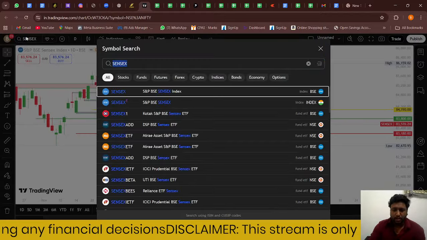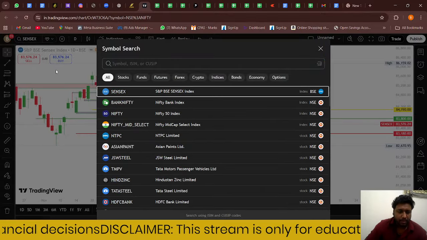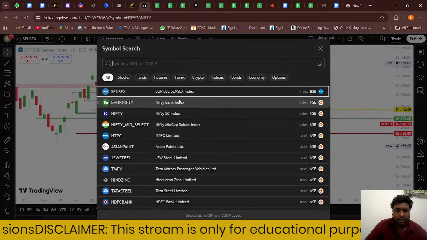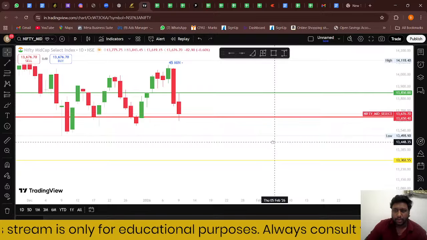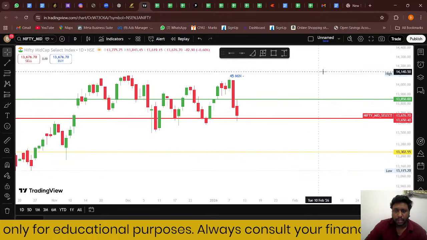And let's move on to the mid cap levels. 13,712, so we'll mark it as 710, will be today's pivot line level.